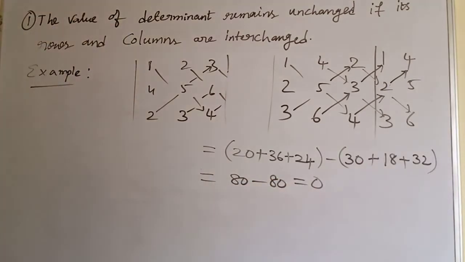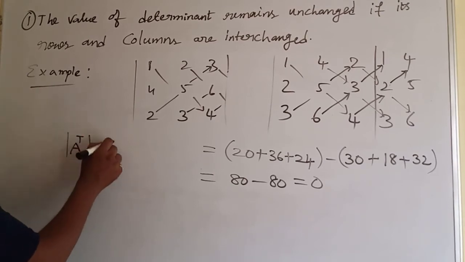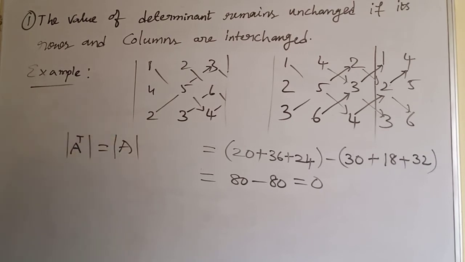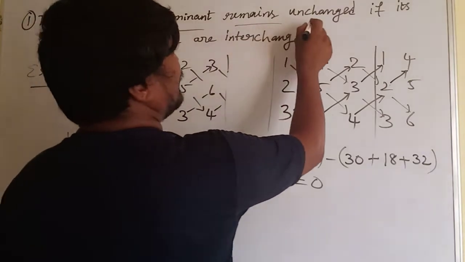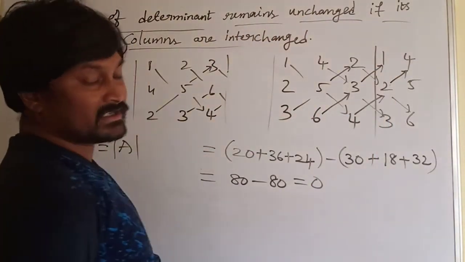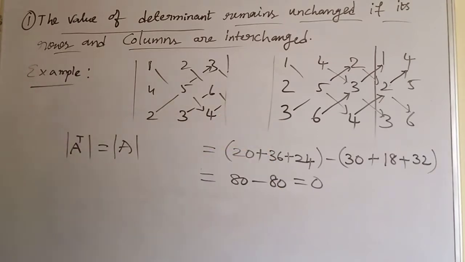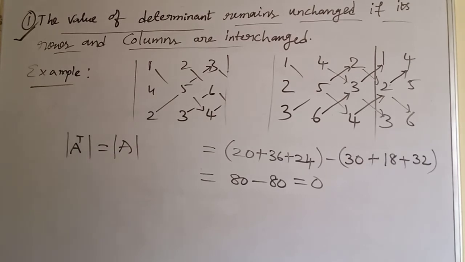So from this you understood that det A transpose is equal to det A, right? That means the value of a determinant remains unchanged if its rows and columns are interchanged. So both values you got as 0, so this property is right. I hope you all understood this first property. Now let's move on to the second property.